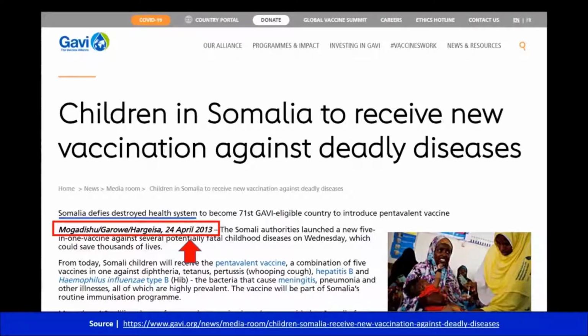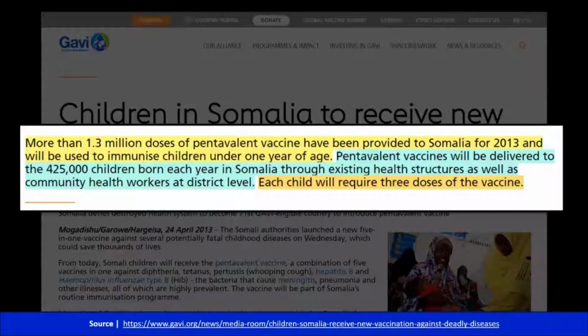Children in Somalia to receive vaccination against deadly diseases. Now, this is going back to 2013. It says Somalia defies destroyed health system. Bill Gates is infamous for going into places that are third world, that are undereducated, in some cases can't even read. That's how he gets a lot of these programs to get passed through. Not the leaders, but the people that are accepting in these different villages. And then he reassures them that this is a good thing for them to get these different protections. And especially in places like Somalia, where their healthcare system is done. They've been war-torn. They have so many issues in that country that they don't really have a healthcare system.